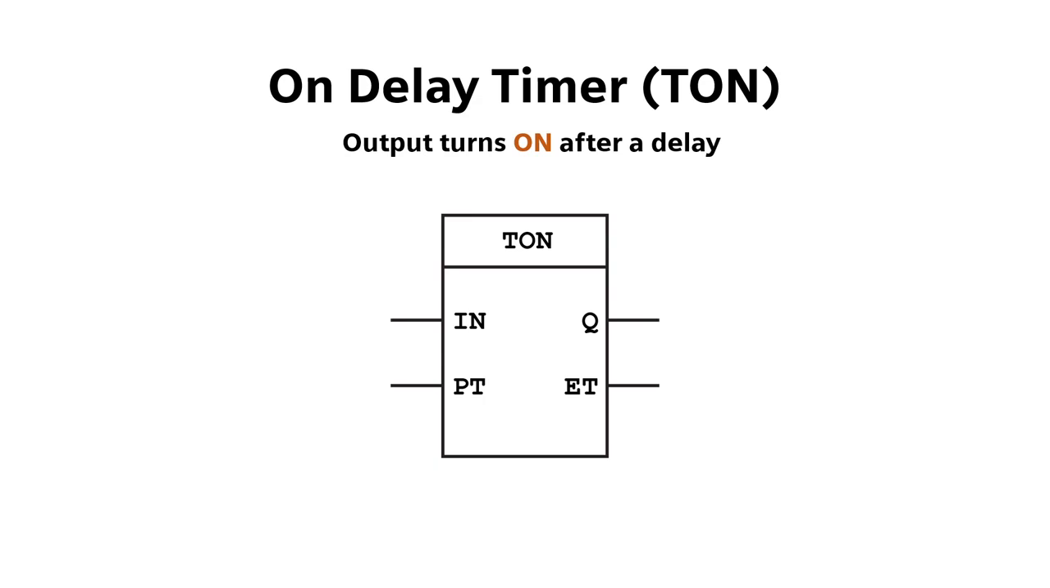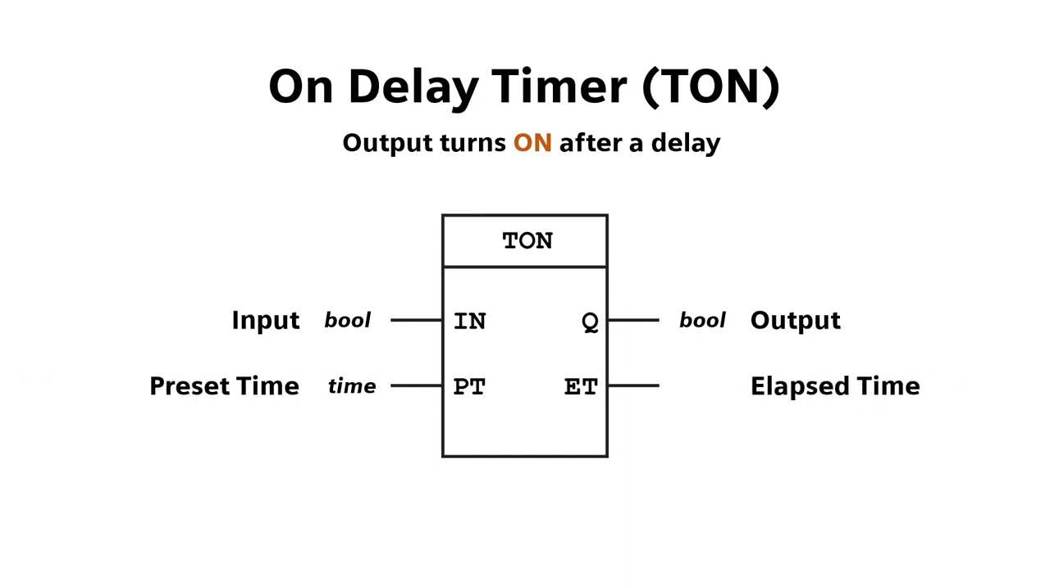You see that it has 4 pins: one input, which takes a Boolean data type, one output, which also takes a Boolean data type, a preset time, or PT, which takes a time data type, and an elapsed time, or ET, which also takes a time data type. The preset time is the delay for the timer.